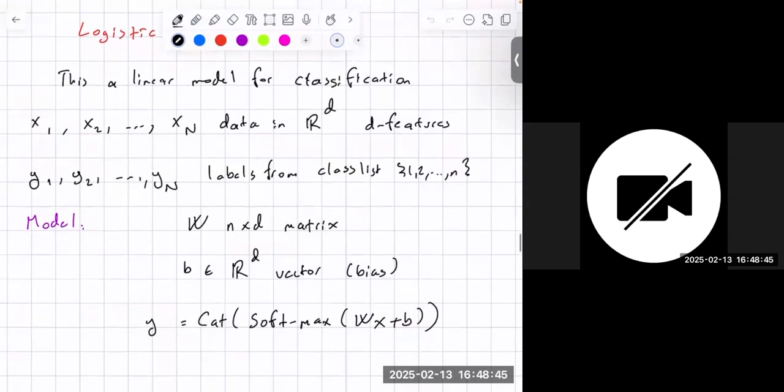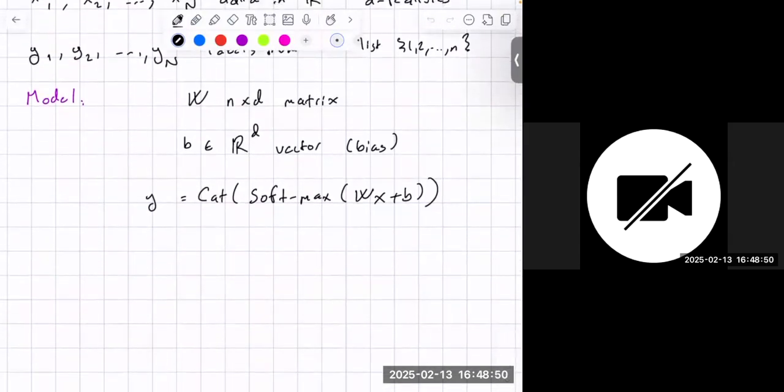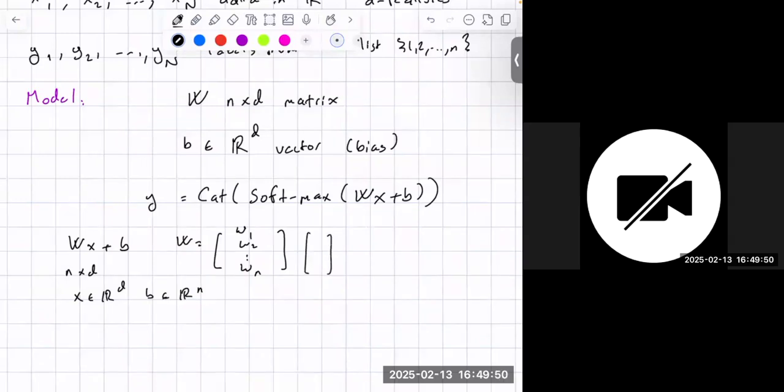So how did the softmax look? Let me go through it. When I have this Wx plus b, let's say this is my matrix: first row, second row, nth row. It doesn't have to have the same number of rows. Let's say this is an n by d matrix, your data has d features, and your bias vector has to have n features as well. Every row has d features. I'm multiplying them with my data right here. So let's put my data next to it, with d features.